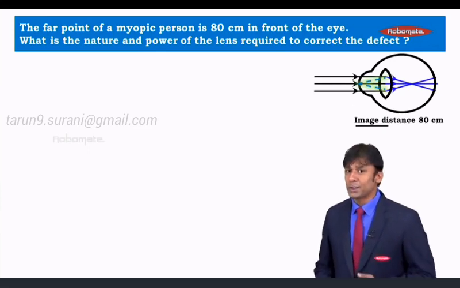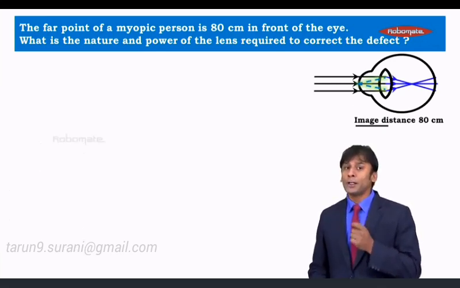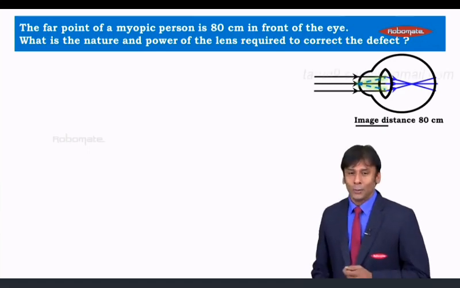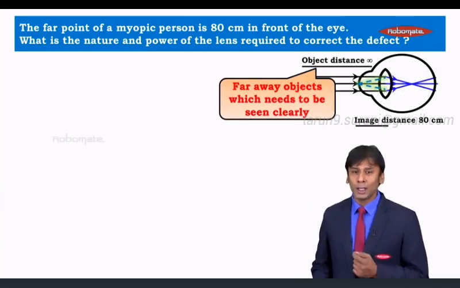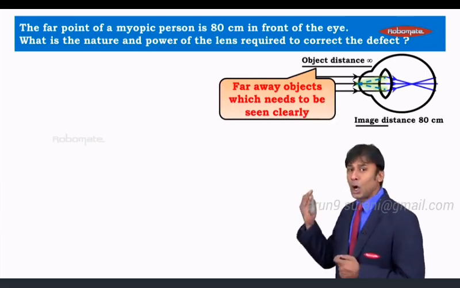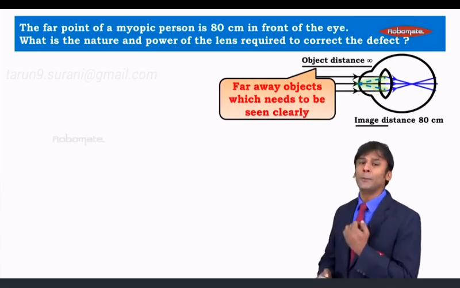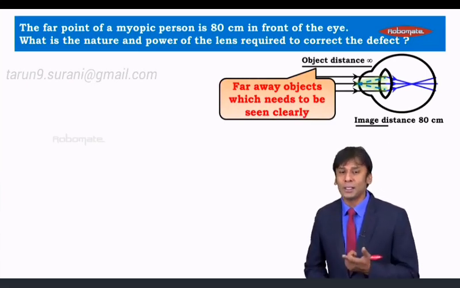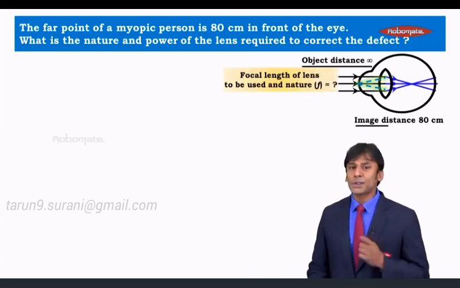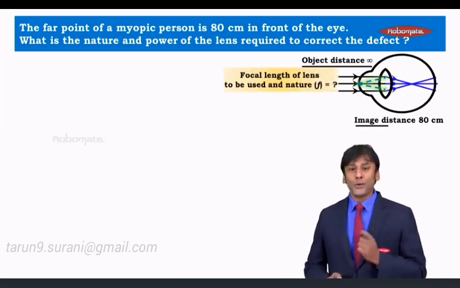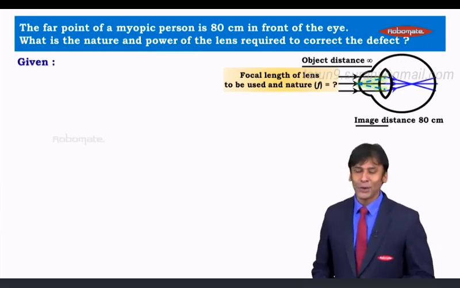Now further the question says, what is the nature and power of the lens required to correct the defect? Now, what is the farthest point for a normal eye? The farthest point for a normal eye is infinity. So the object which is kept at infinity should be seen clearly by this person, and for that he needs a spectacle which will be decided from this numerical. So object distance is infinity. What we need to find is the focal length of the lens to be used and the nature. So let's start with this numerical.